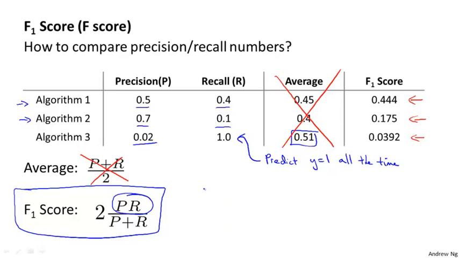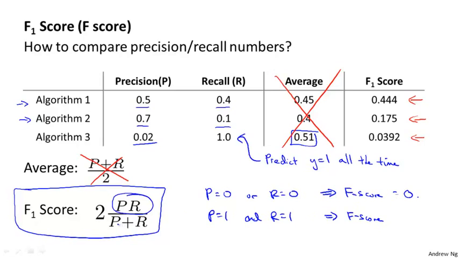Concretely, if P equals 0 or R equals 0, then this gives you that the F-score equals 0. Whereas for a perfect F-score, if precision equals 1 and recall equals 1, that would give you an F-score equal to 1 times 1 over 2 times 2. So the F-score will be equal to 1 if you have perfect precision and perfect recall. And for intermediate values between 0 and 1, this usually gives a reasonable rank ordering of different classifiers.